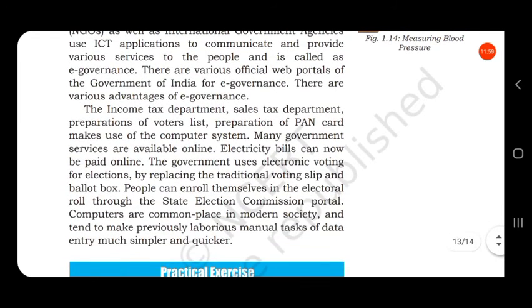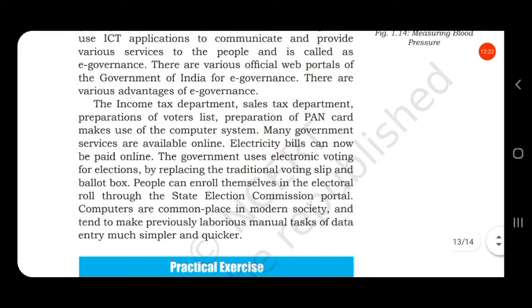The income tax department, sales tax department, preparation of voters list, preparation of PAN card make use of computer system. So all these details of different people are stored in the computer database. Many government services are available online. Electricity bills can now be paid online.